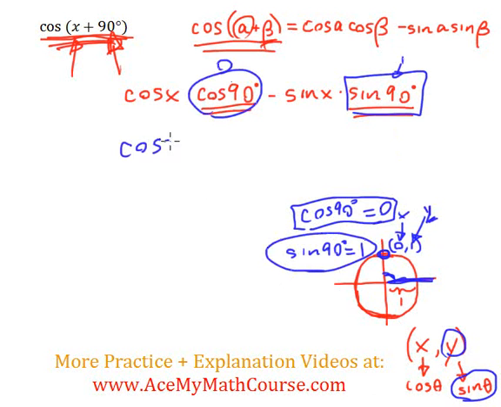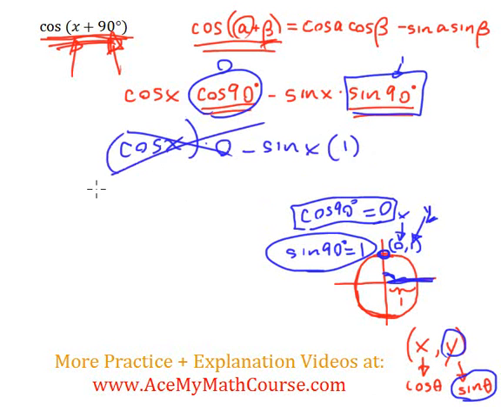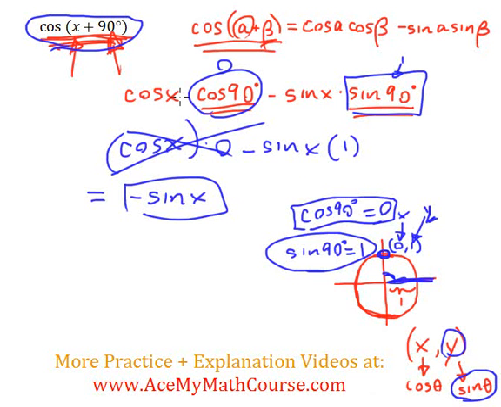So cos x times 0 minus sine x times 1. Cos x times 0 just gets written off. 0 times anything is 0, so that's gone. And 1 times sine of x is just negative sine x. Look at that. So the whole thing here, cos of x plus 90 degrees, is negative sine x.